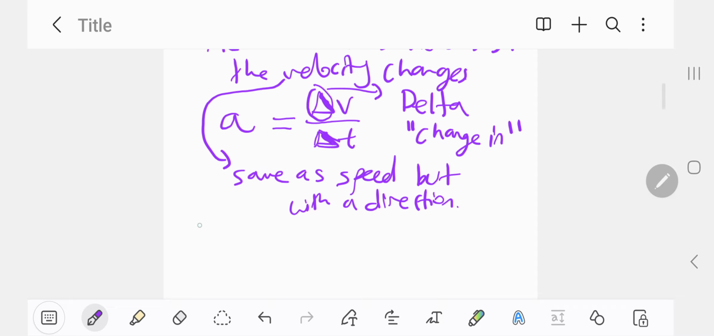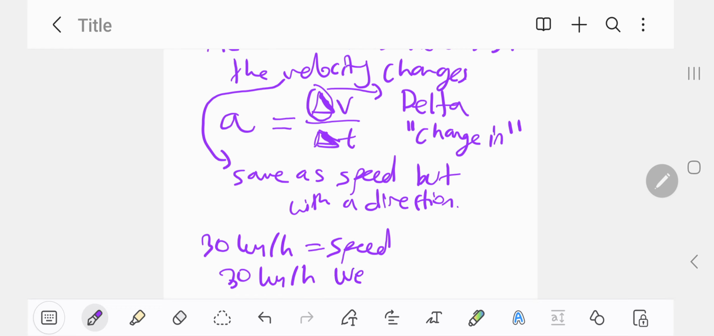I'll give you an example. Let's say I said 30 k's per hour, that is speed. But if I say 30 k's per hour west, that's velocity. Velocity has direction. Speed doesn't have direction. This is called a scalar. A scalar quantity is just a number. 10 degrees Celsius is also a scalar quantity. 10 meters, that's a scalar quantity.